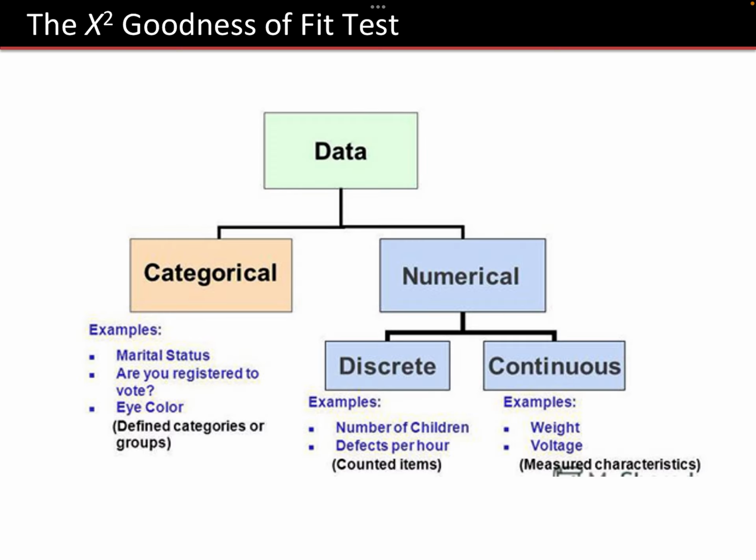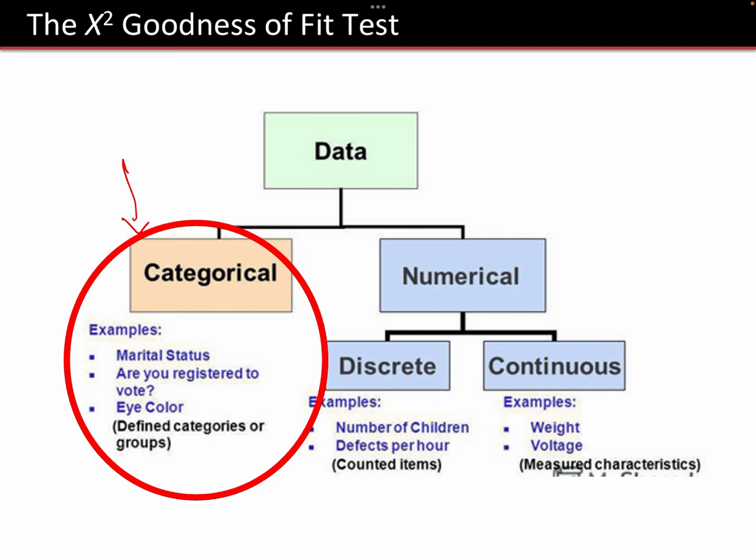I did mention that we're looking specifically at categorical data. Some examples that I added on to the categorical data are your eye color, or whether you are registered to vote, and so on. So we're looking specifically at this particular type of data that we could use for the goodness of fit test. We're not looking at discrete, we're not looking at continuous, we're looking specifically at categorical data. So we can't just use any data to perform the chi-square goodness of fit test.